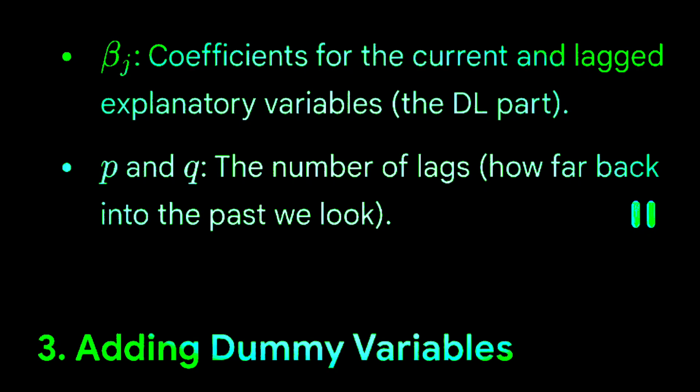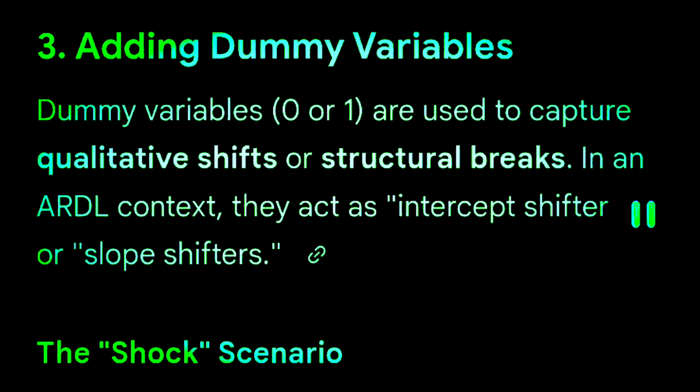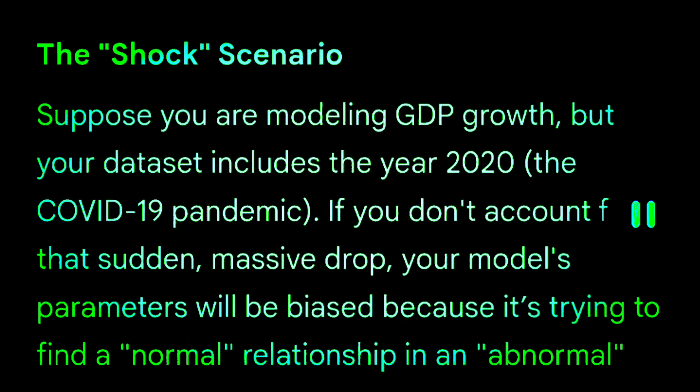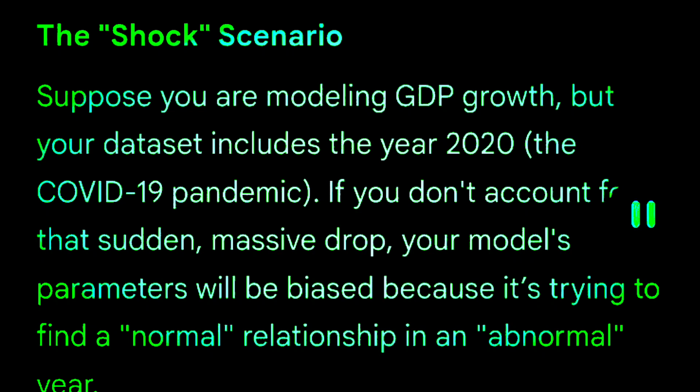3. Adding dummy variables. Dummy variables, 0 or 1, are used to capture qualitative shifts or structural breaks. In an ARDL context, they act as intercept shifters or slope shifters. The shock scenario: suppose you are modeling GDP growth, but your dataset includes the year 2020, the COVID-19 pandemic. If you don't account for that sudden, massive drop, your model's parameters will be biased because it's trying to find a normal relationship in an abnormal year.